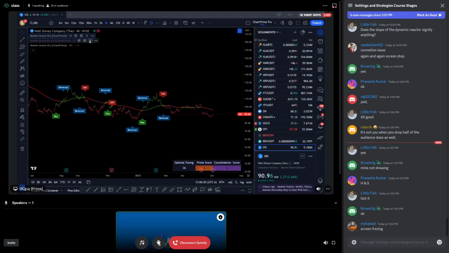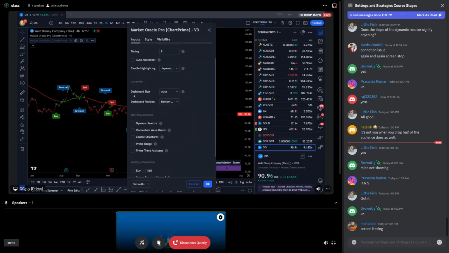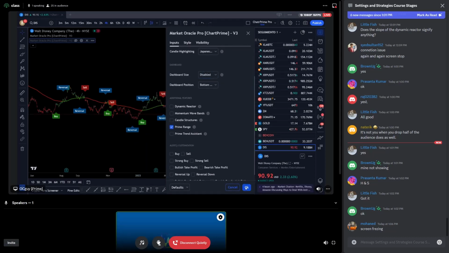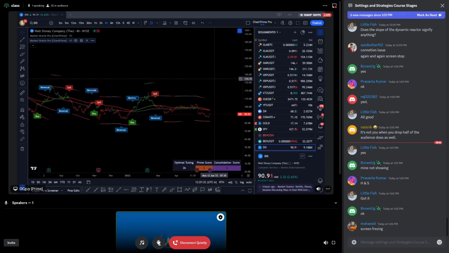In this case, since we're not using this one, let's just ignore it. I'm going to turn it off just for now so it doesn't interfere with this. Setting my trend to disable because I already have it at the top in here. Candle color highlight, let's disable. Japanese default, and then dashboard size, let's disable this one because we already have our dashboard. We already have the dynamic reactor. Momentum wave, we're not going to add it right now, but now we are going to add the prime ranges, right? Prime ranges, clicking OK and turning it off. Let's see what we got. All right, look at that, prime ranges.